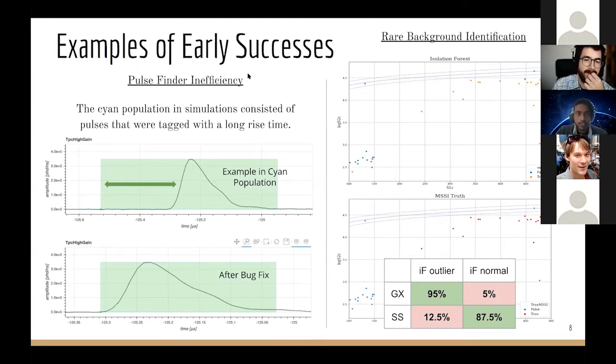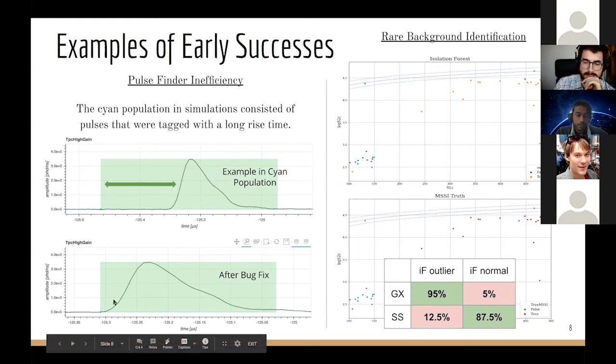Examples of early successes: the cyan population turned out to be an inefficiency in one of our algorithms that we use to find pulses in the waveforms. All the cyan population data points turned out to have a long rise time, shown in this example waveform here. And after communicating this to the pulse finder folk, they can implement a bug fix that removes this.